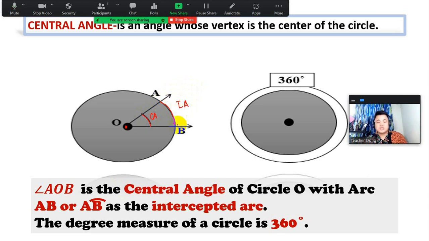So the degree measure of the circle is 360 degrees. Don't forget that when we are talking about the degree measure of the circle, and if someone asks you what the degree measure of the circle is, you can say it's 360 degrees. One revolution is 360 degrees. Now, that is the central angle. It's as simple as that, the vertex is the center of the circle.